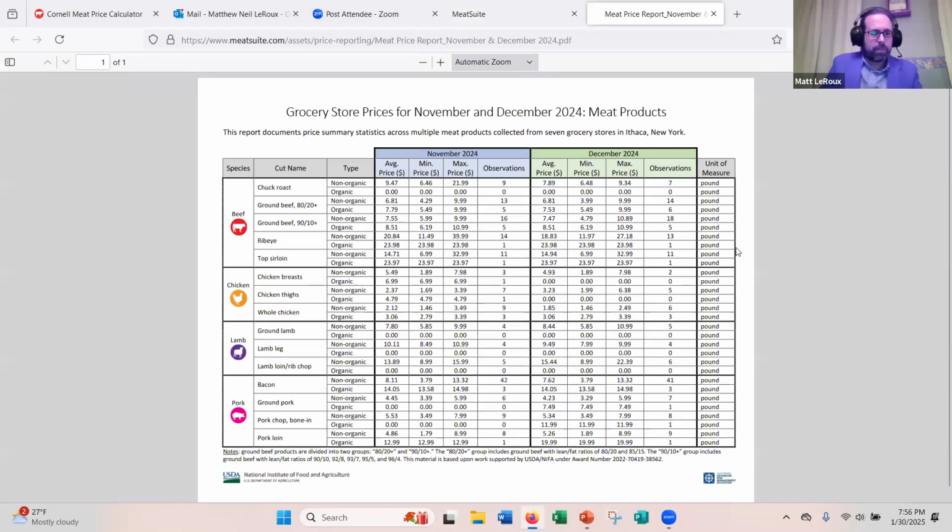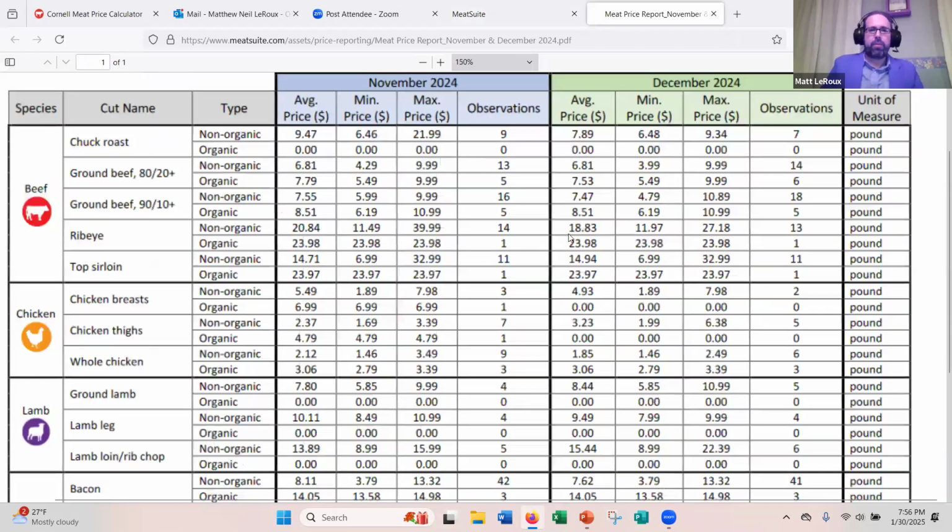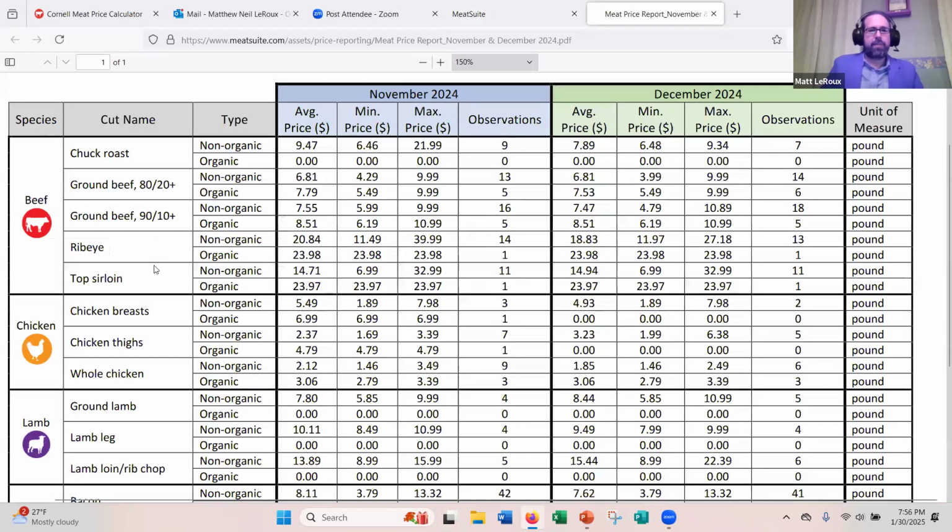How do I zoom? Let's see, there we go. So what we're doing is looking at that same selection of cuts. We're only comparing the items that are certified organic and those that are not. This has to do with our funding source on this from the USDA. But we'll tell you the number of observations and then the average, the min, and the max.